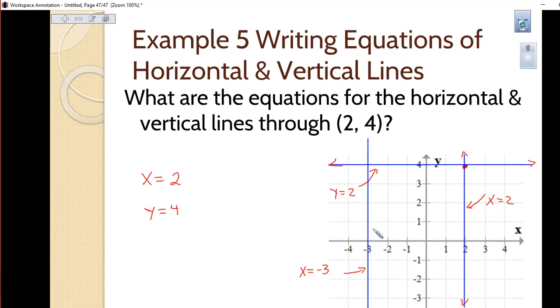All right, so this concludes our lesson on writing and graphing lines in the coordinate plane.